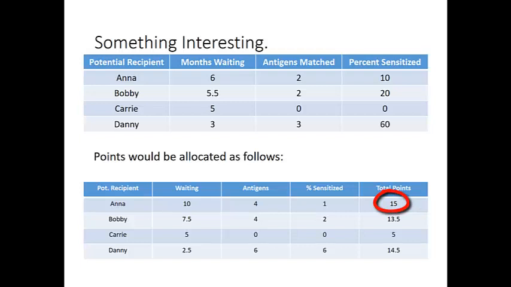Compare the 2 cases. We said that if 2 kidneys became available at the same time, they would go to Elizabeth and Danny. But if they're spaced out 1 month apart, then the second kidney would no longer go to Danny, but would go to Anna. Does this change how you feel about this procedure? Maybe, maybe not. That's all for this video.